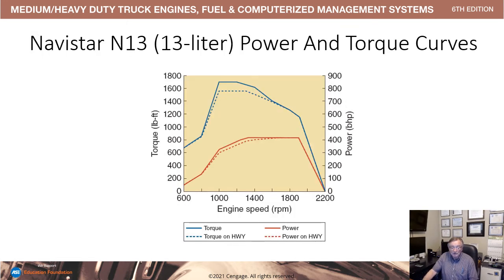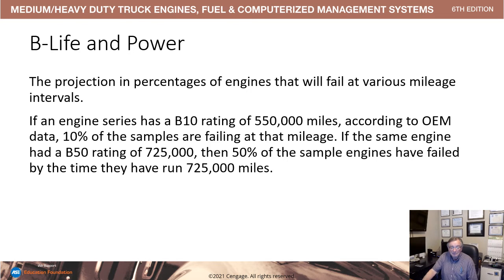Here's a Navistar 13-liter MaxxForce engine. It achieves a pretty quick torque rise, peaking out between about 1,100 to 1,350 RPM and drops off quickly at 1,450 to 1,500 RPM, but the horsepower rises and flattens out approximately at 1,400 to 1,800 RPM. B-life and power.